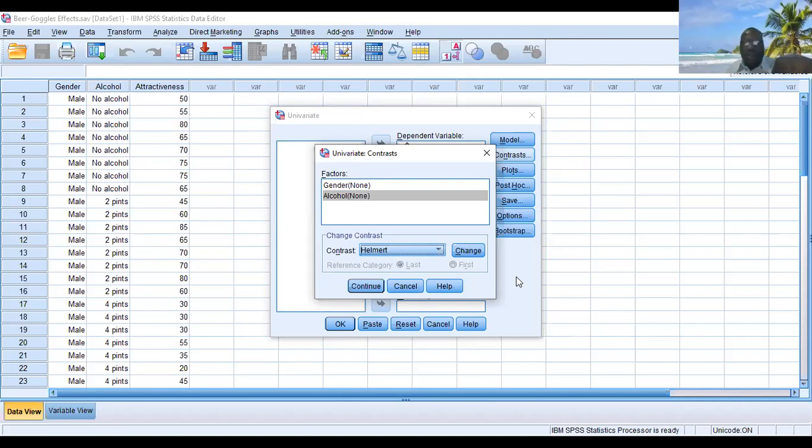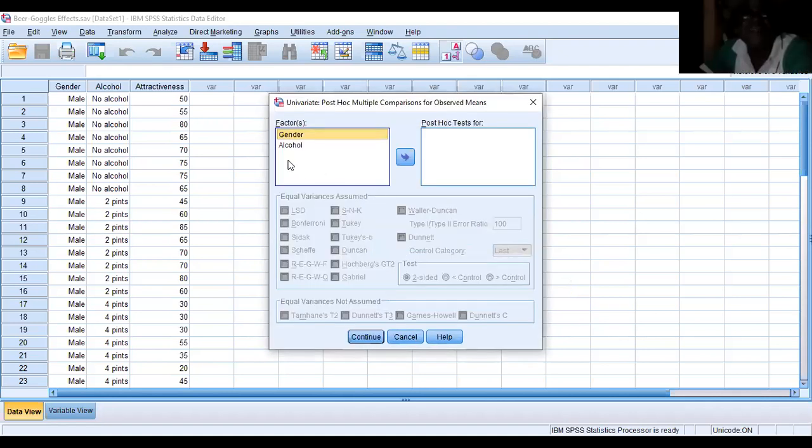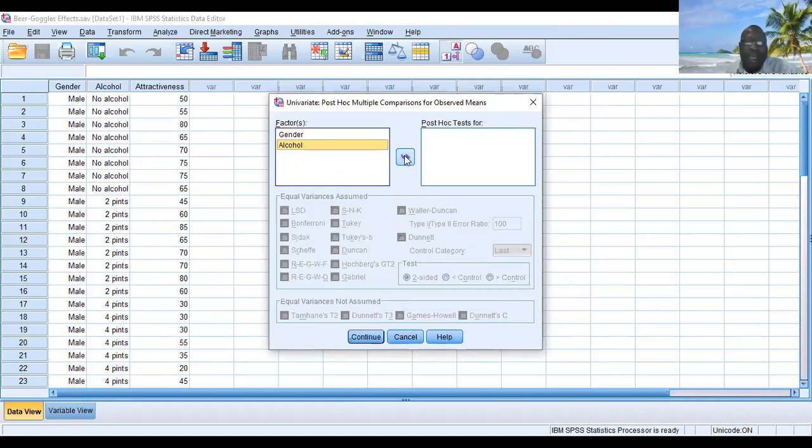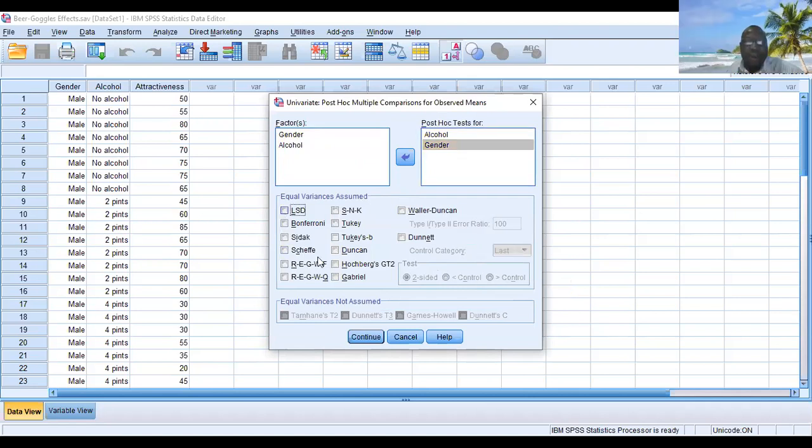Say continue. Yes, continue. Let's put on post hoc also. Post hoc. Alcohol, and move both of them inside. Remove the interaction, and just move both of them inside. Then which one are we using? Click LSD. We are doing only LSD.